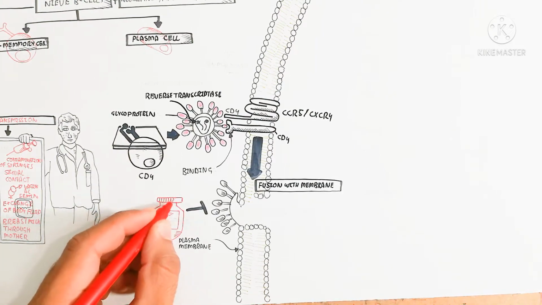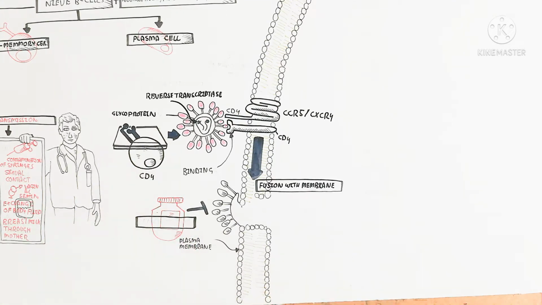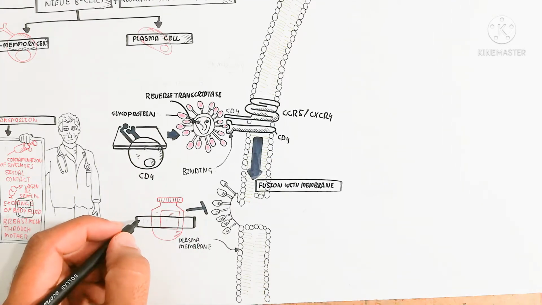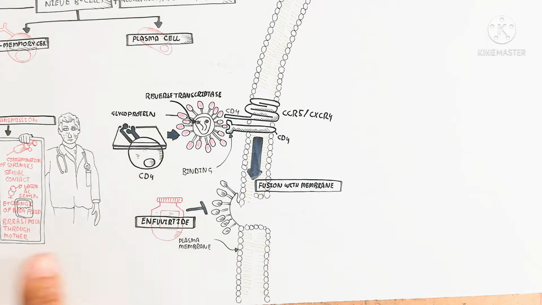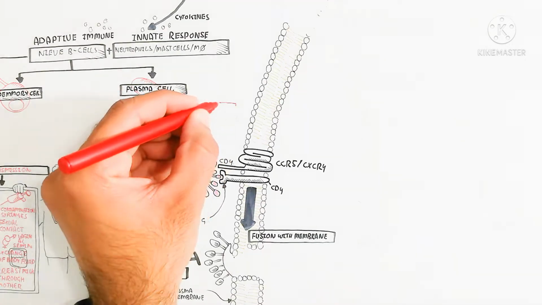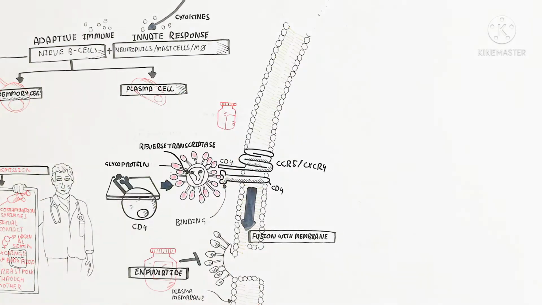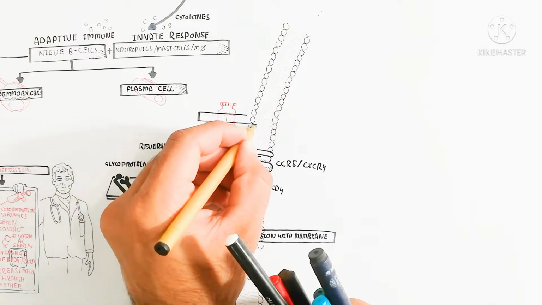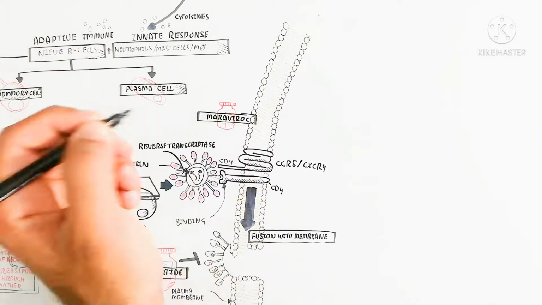During the fusion we can inhibit it with enfuvirtide. This is a medicine which can stop it. And on the other hand, here is maraviroc. This is a medicine that can inhibit by blocking the binding site.